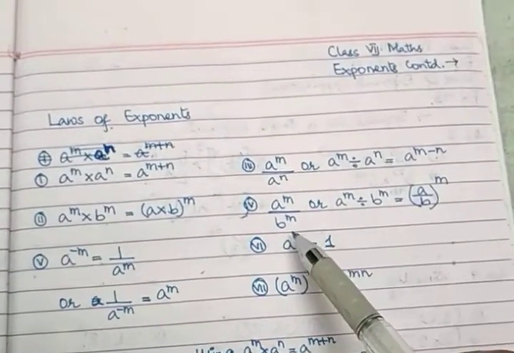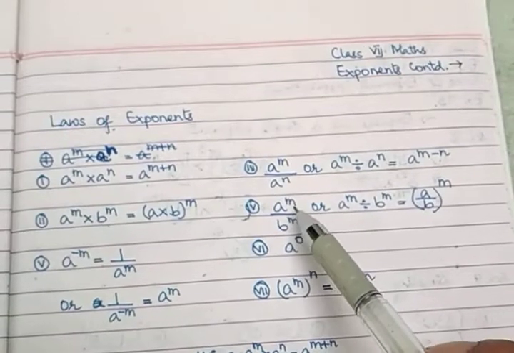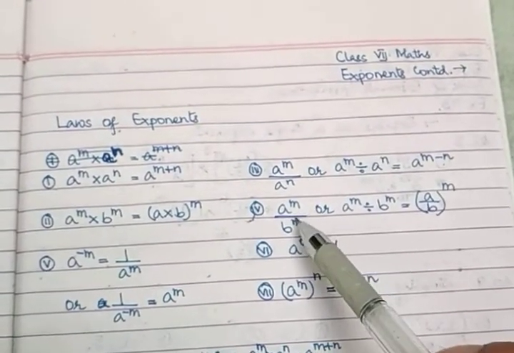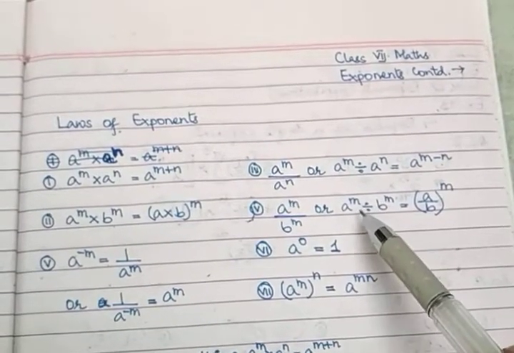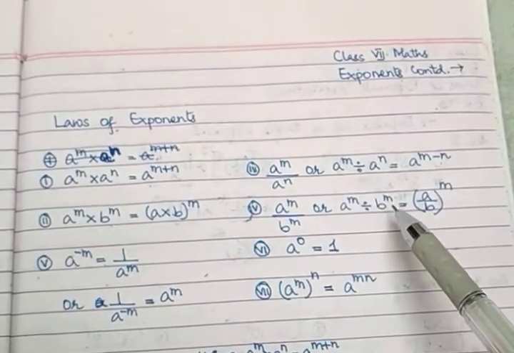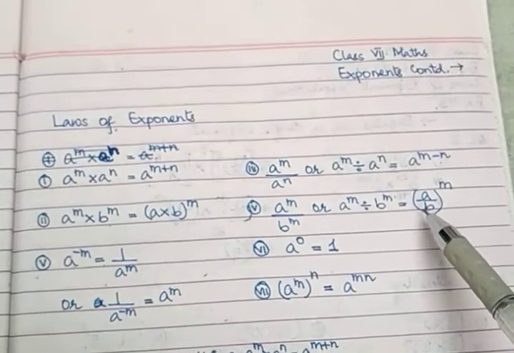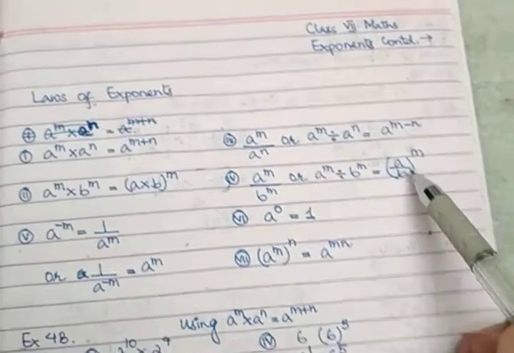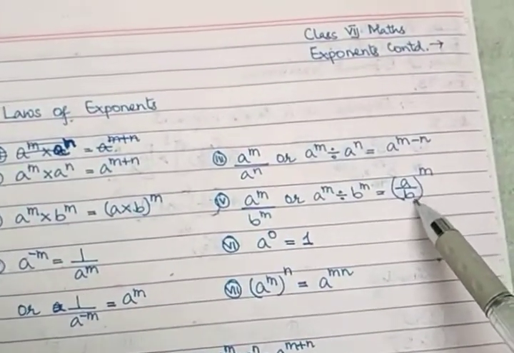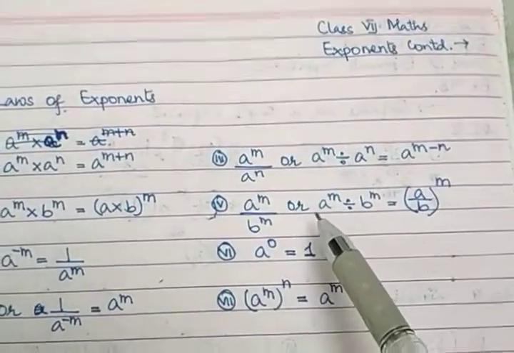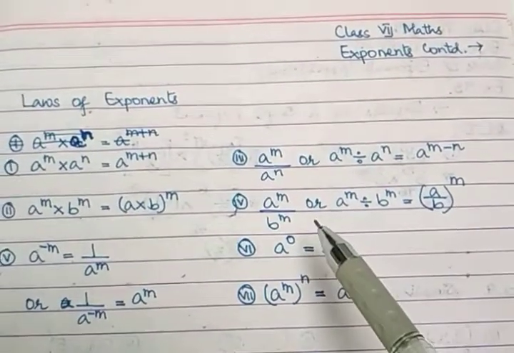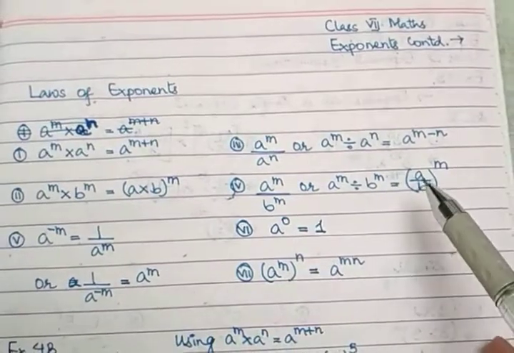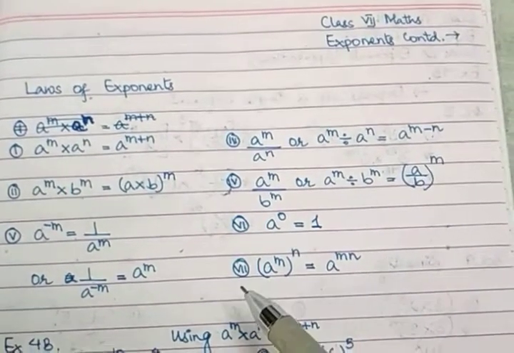Similarly, in number 4, a to the power m divided by b to the power m. See, the fractional form, here I have written it using a symbol. a to the power m divided by b to the power m. The formula gives us a by b whole to the power m. That is, when we have two exponential forms with the relation division, with different bases and the same power, we need to divide the bases, and the power will remain the same.